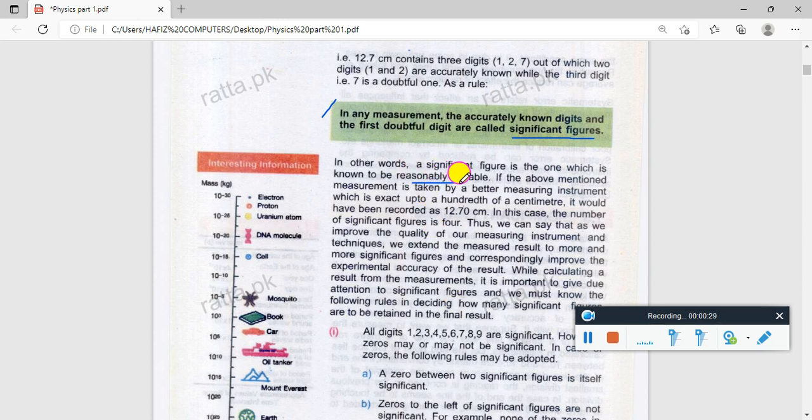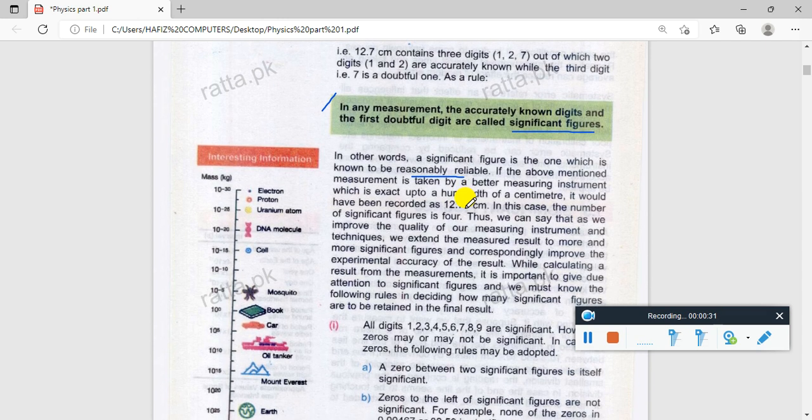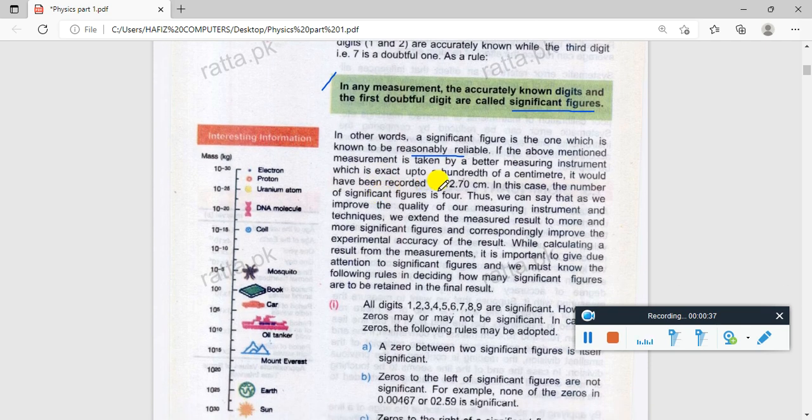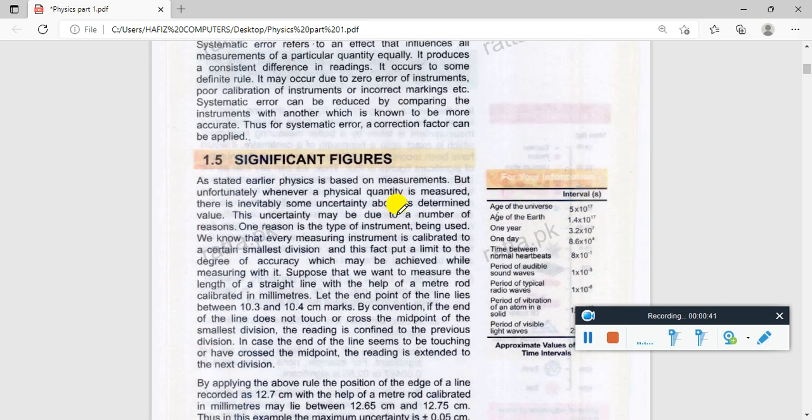If the above mentioned measurements are taken by a better measuring instrument which is exact up to 1/100 of a centimeter, it would have been recorded as 12.00 centimeter. We'll see its explanation over here.